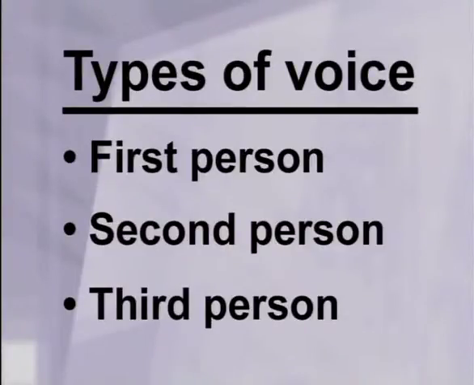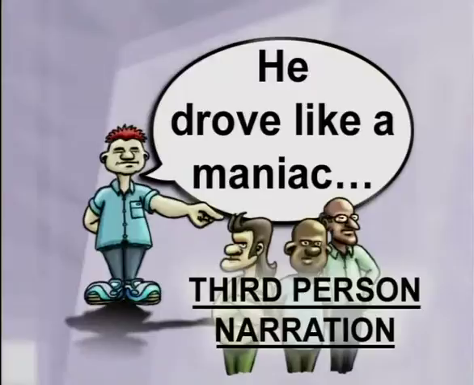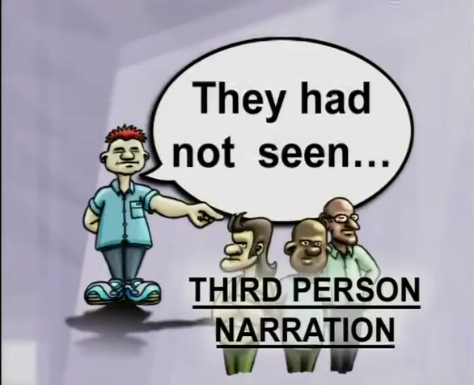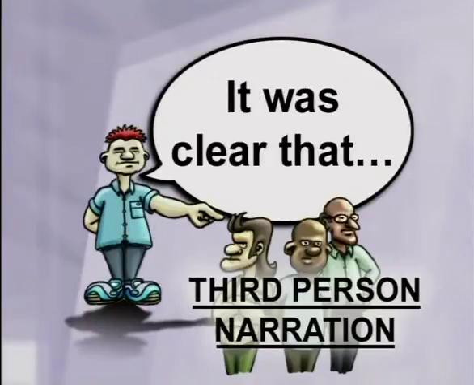The second type of voice that we are going to look at is the third person. This is when events are told from the perspective of an outside observer. You can tell when a narrative is told from the third person voice when you see the non-inclusive pronouns he, she, they, and so on. For example, he drove like a maniac. They had not seen the film. It was clear that she was in love with him.